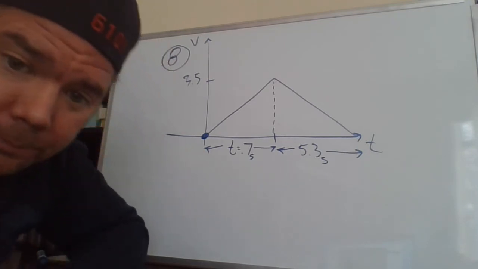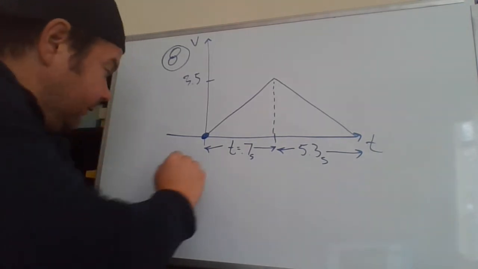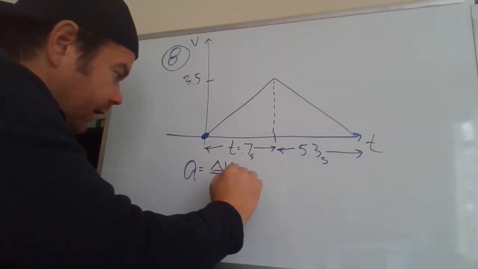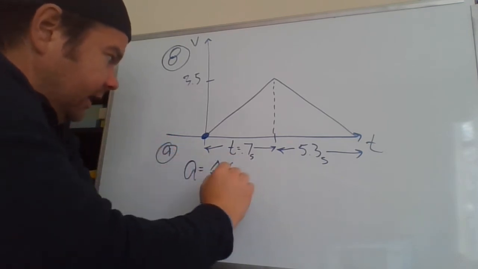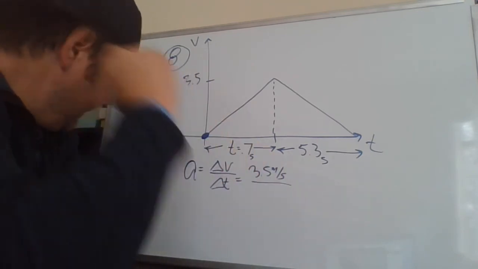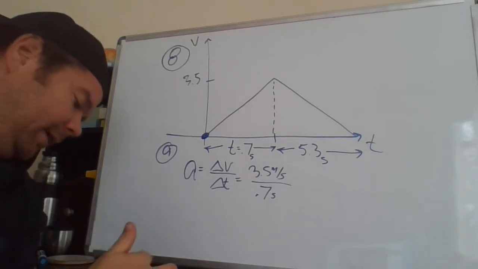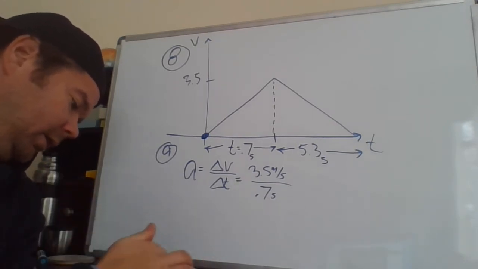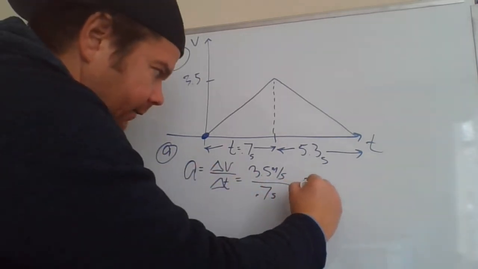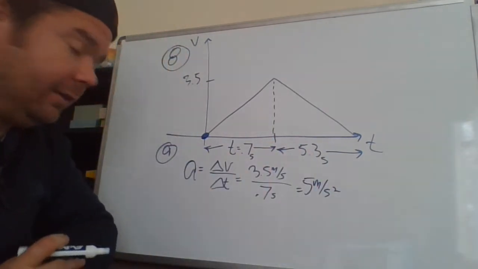Let's knock out part A and part B pretty quick, because that's just using the fact that acceleration equals change in velocity over change in time. So for part A, the change in velocity was 3.5 meters per second, and that change occurred in a time of 0.7 seconds, so my acceleration is 3.5 divided by 0.7. Wow, okay, just 5 meters per second squared. That's the acceleration for part A.